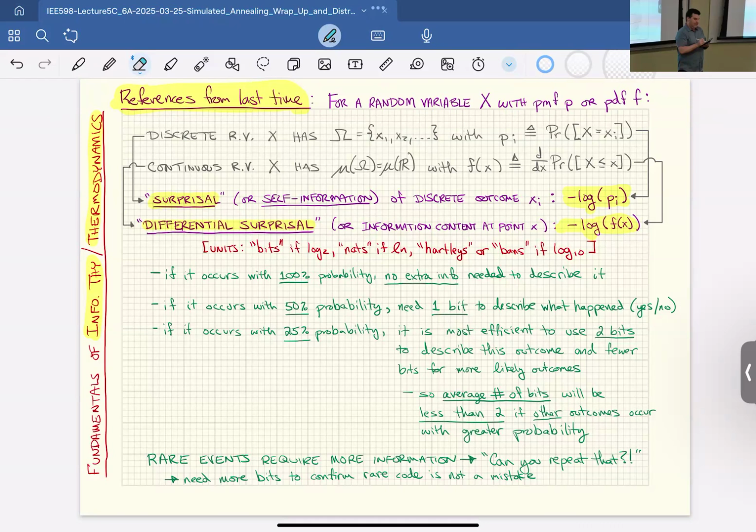Of course, pigs flying is so rare that you'd probably ask for another repetition and another repetition, just to make absolutely sure that you understood what they meant. So the surprisal value, how many bits, is like how many questions you're going to need to be satisfied that the rare outcome actually occurred if someone communicated that to you. That's what we mean by surprisal.